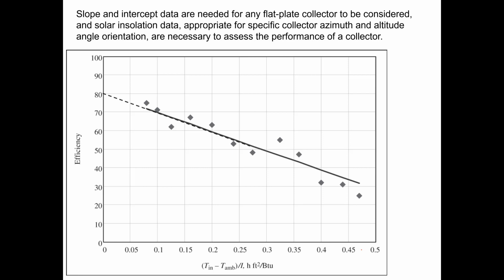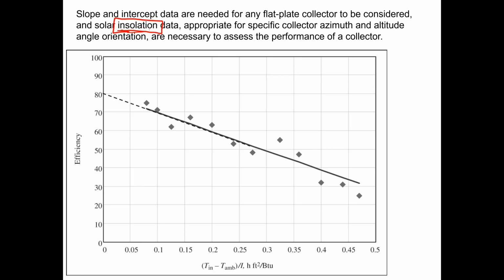Insolation, I-N-S-O-L-A-T-I-O-N, that word insolation is the same thing as solar irradiation. So you need basically the solar collector data compared with the sun data or insolation data in order to be able to analyze the usefulness of a collector at your specific location.